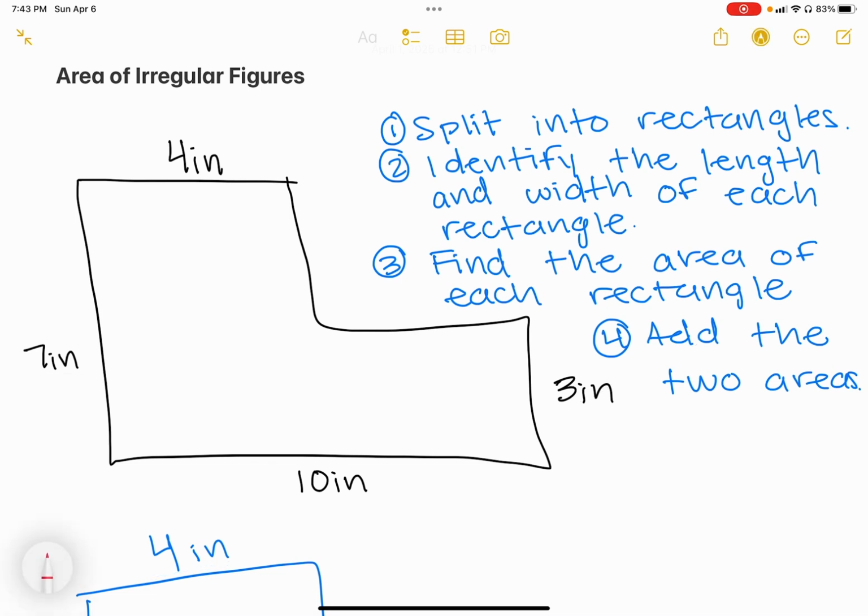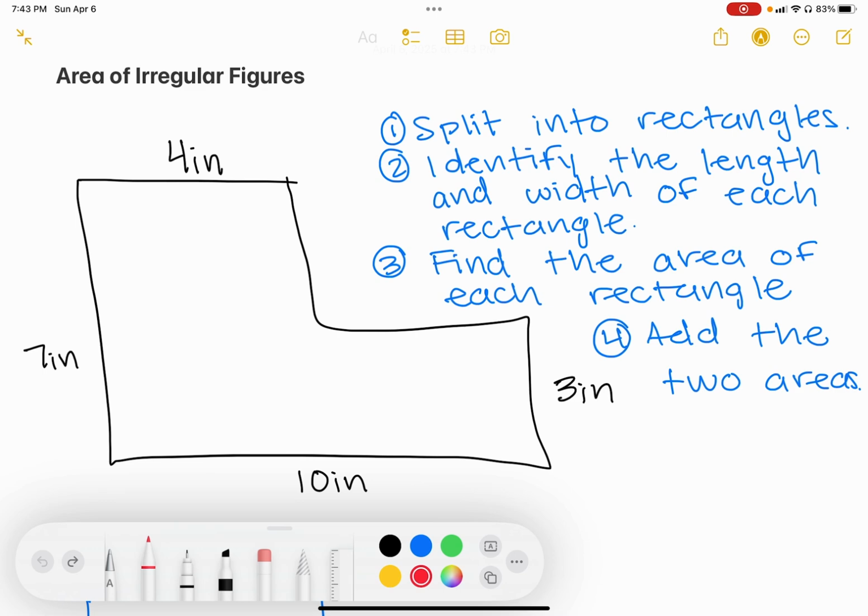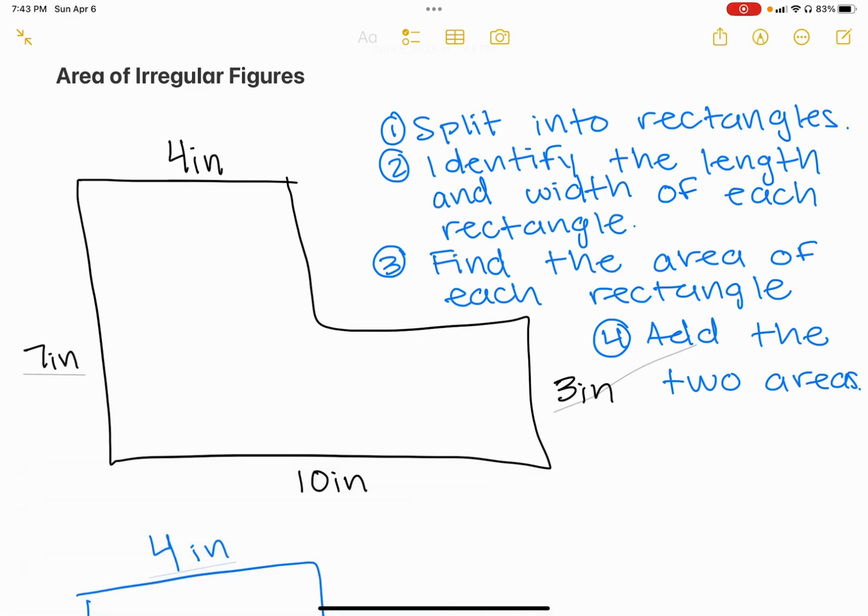it into rectangles. Now, some of you like to do this. Is that splitting that shape into two rectangles? No, it is not. That is splitting it into two quadrilaterals, but that is not two rectangles. Okay. After you split it into rectangles, you need to identify the length and width of each rectangle. Normally, you will be creating two rectangles. Then you want to find the area of each of those rectangles and then add them together.